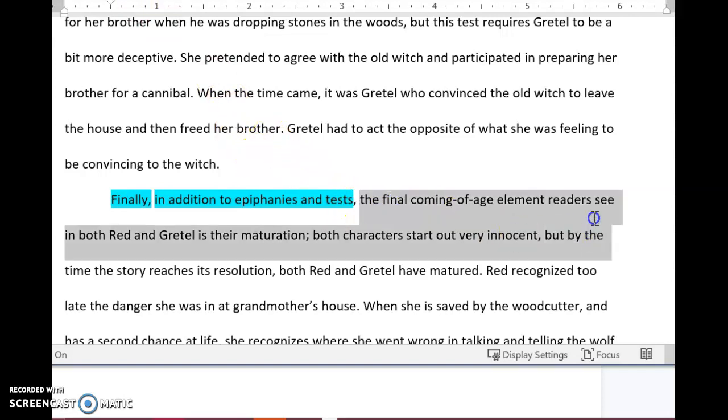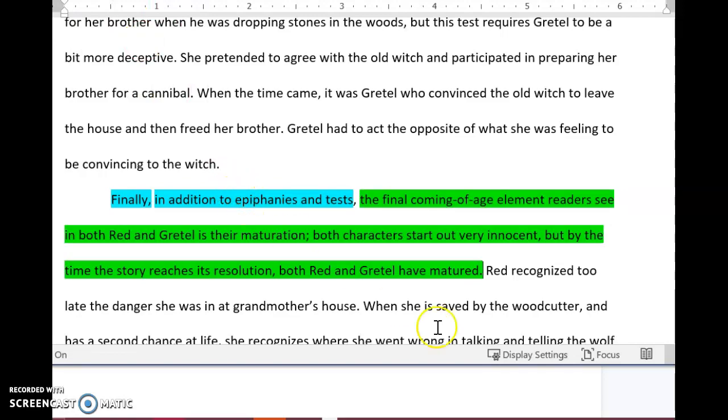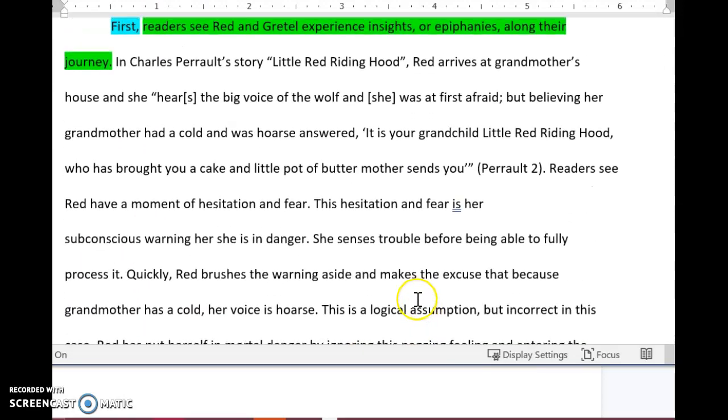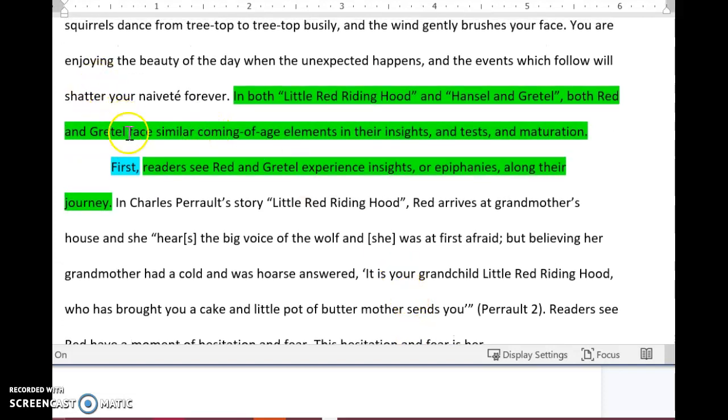The final coming of age element readers see in both Red and Gretel is their maturation. Both characters start out very innocent, but by the time the story reaches its resolution, both Red and Gretel have matured. Again, that is going to be green. So my topic sentences do in fact match the order in my thesis statement.